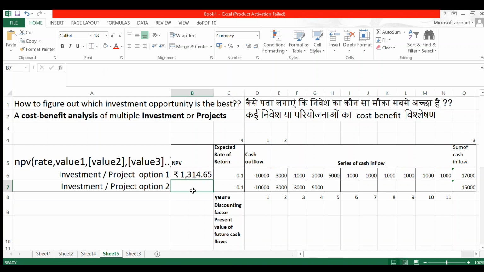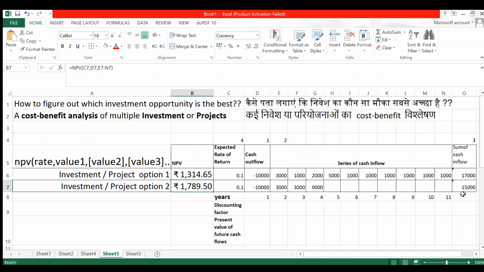So the net present value of the investment or project option 1 is rupees 1,314. Let us check the net present value of project option 2. We drag the same equation, and we can see rupees 1,789 is the net present value of the second project option.